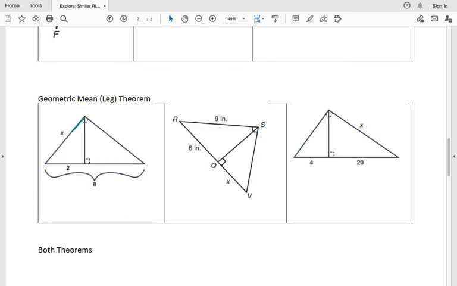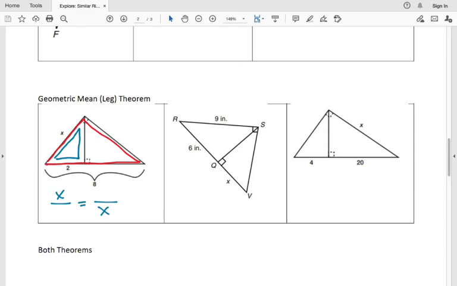Okay, on this one, remember you're using this main right angle, and these three legs are the ones that will be put in as the geometric mean. They'll be what's cross multiplied with each other. So this x right here is part of this triangle right here, and it's part of this triangle right here.